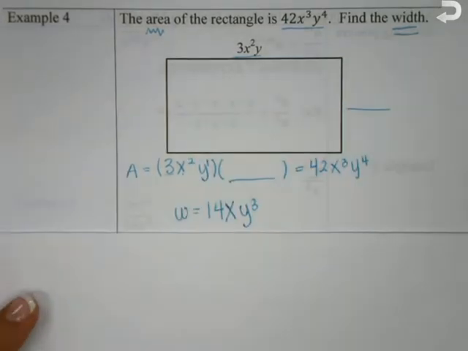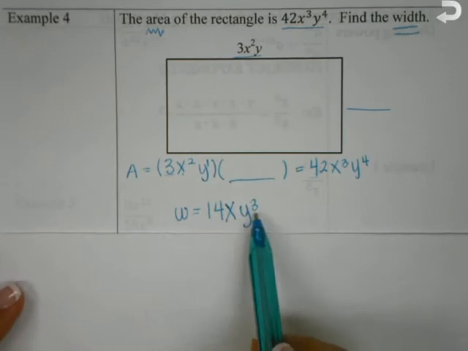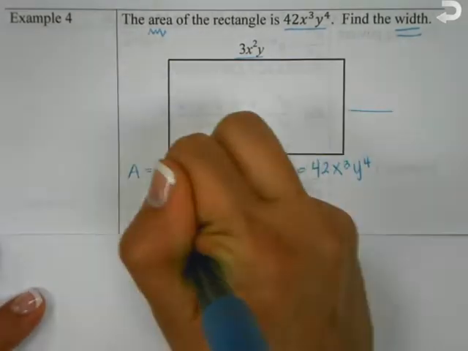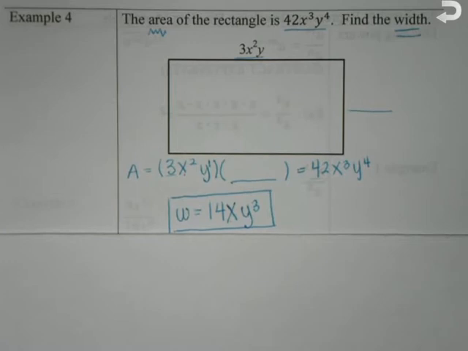Not so bad, right? No. We just have to work backwards. Okay? So that was a working backwards problem. They give us the length and the area, and we need to find the width.